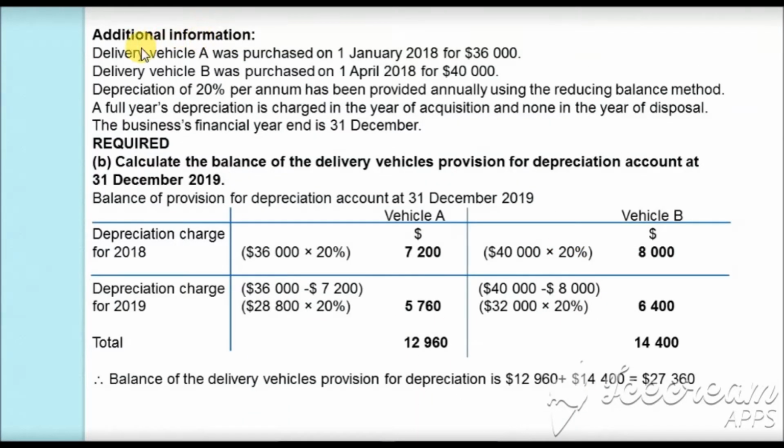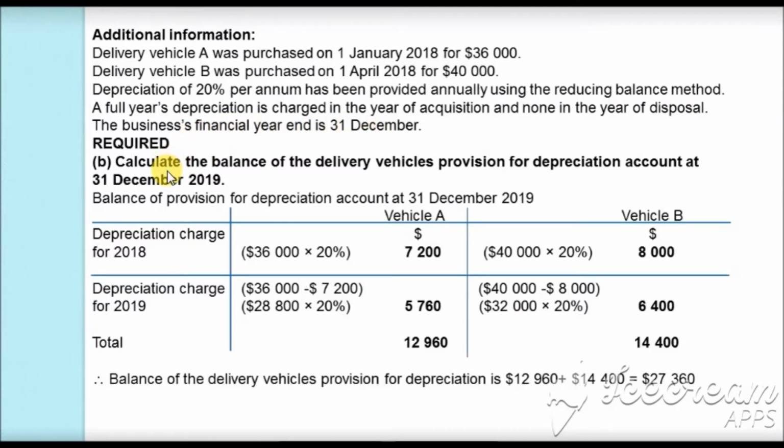Furthermore, additional information is provided which states that delivery vehicle A was purchased on 1st January 2018 for $36,000. Delivery vehicle B was purchased on 1st April 2018 for $40,000. Depreciation of 20% per annum has been provided annually using the reducing balance method. A full year's depreciation is charged in the year of acquisition and none in the year of disposal. The business financial year end is 31st December.